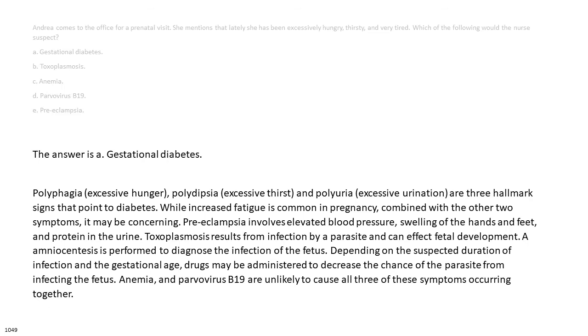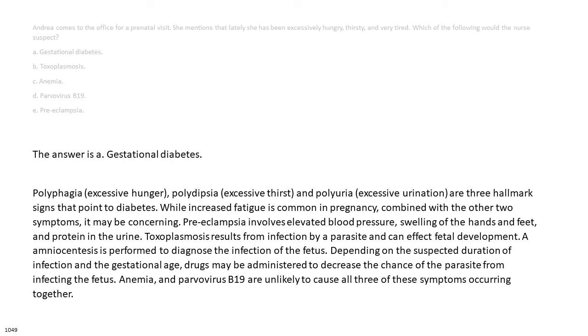The answer is A. Gestational diabetes. Polyphagia, excessive hunger, polydipsia, excessive thirst, and polyuria, excessive urination, are 3 hallmark signs that point to diabetes. While increased fatigue is common in pregnancy, combined with the other 2 symptoms, it may be concerning.